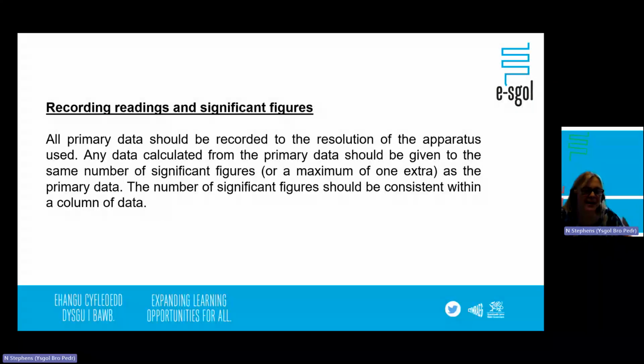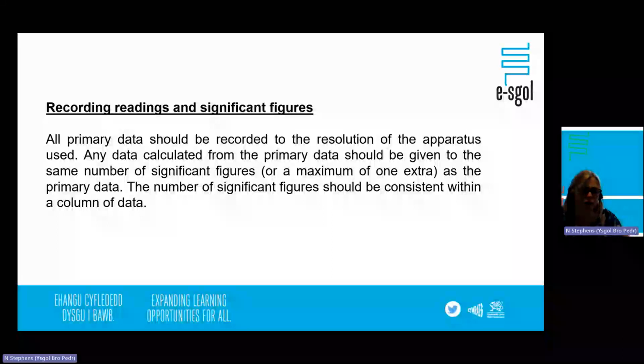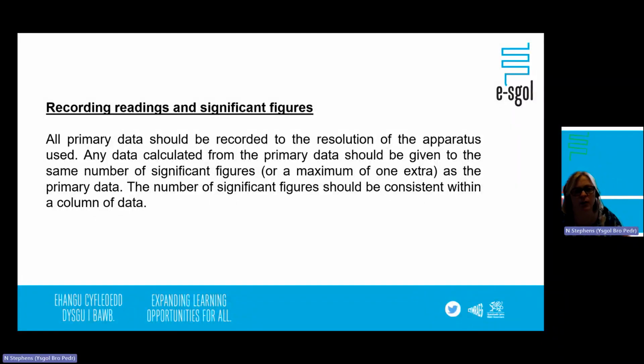Recording results in significant figures links very closely to what I've just mentioned, in that you have to be very conscious that you are recording your results to the resolution of the apparatus that you're using at that given time. And it should be consistent within a column of data. Very commonly, somebody may have a titration that's exactly 20 centimetres cubed, and they might be tempted to note it as 20, but it has to be noted as 20.00. That may possibly be the difference between a mark or not.